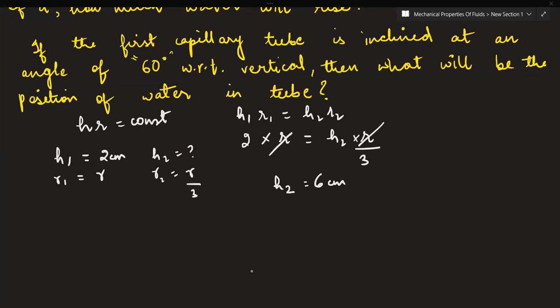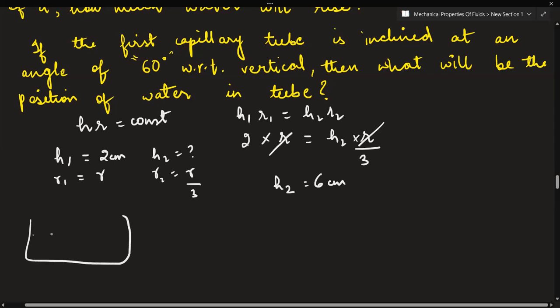See, for the second part, it is saying if the first capillary tube is inclined at an angle of 60 degree with the vertical. Means if this was the vessel, this was the liquid filled, this is the tube. Tube is making an angle of 60 degree with the vertical. So how much will this angle be? If one is 60, the other complementary would be 30 degree, because this is 90 degree. So this is 60, this is 30.